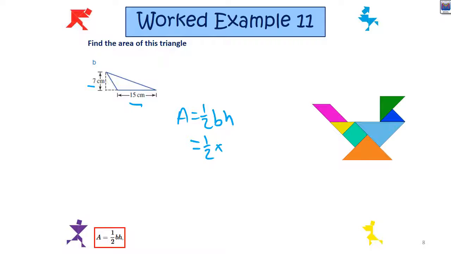Substitute in 1/2 times 15 times 7. And this substituting I'm doing between here and here is exactly what we did at the end of the last unit in the algebra. Okay, so what have I got here? 15 times 7 is 105. And then halve it, so divide that by 2.